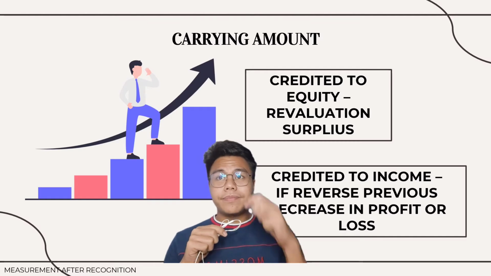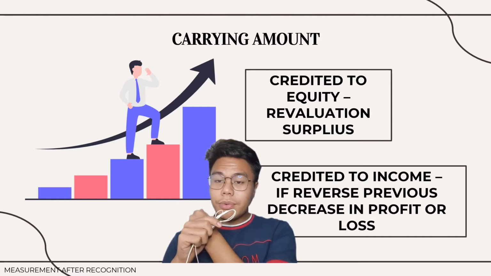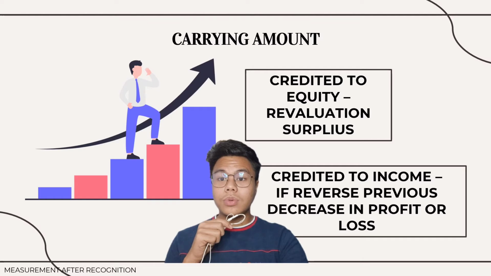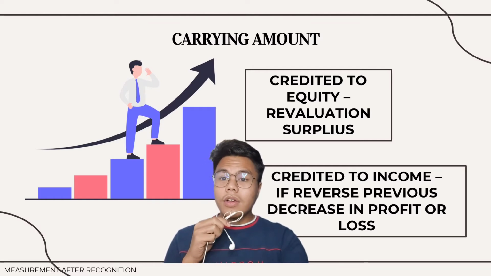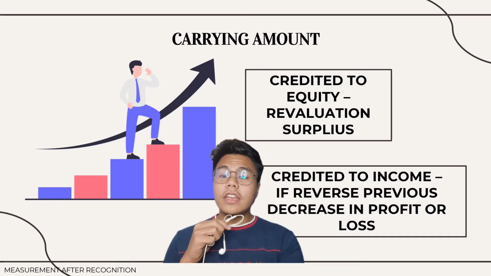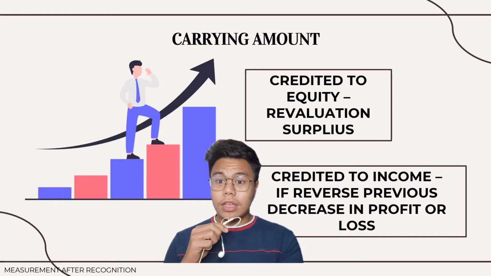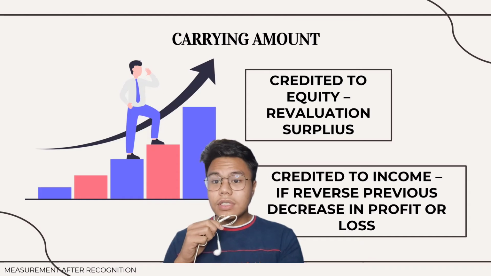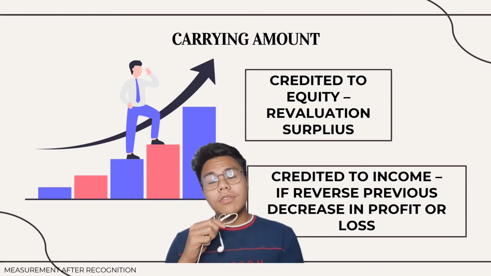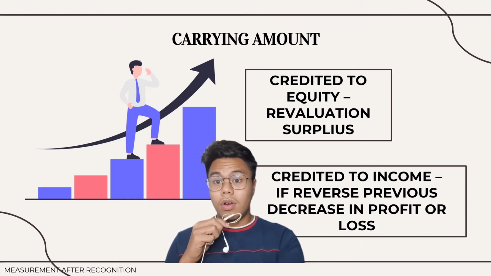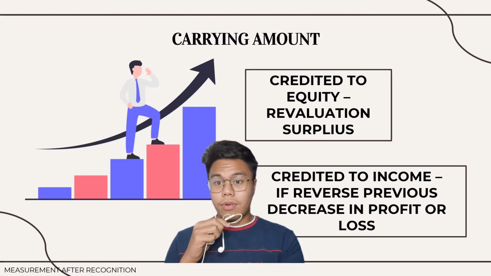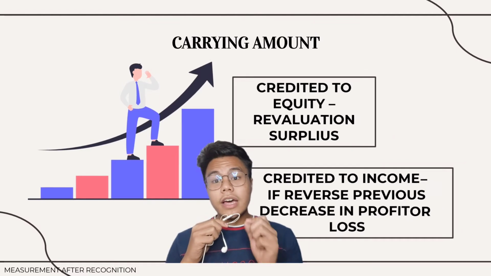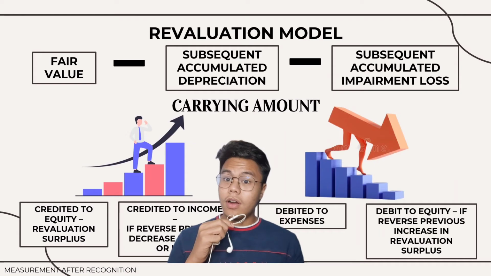However, what if there was an impairment loss prior to the recognition of the increase in carrying amount? What we would do is credit it to income instead of equity. Why? This is to reverse the deducted impairment loss incurred in the profit or loss account. So we would credit it to income to acknowledge the increase in carrying amount of the asset. So that is when there's an impairment loss before.